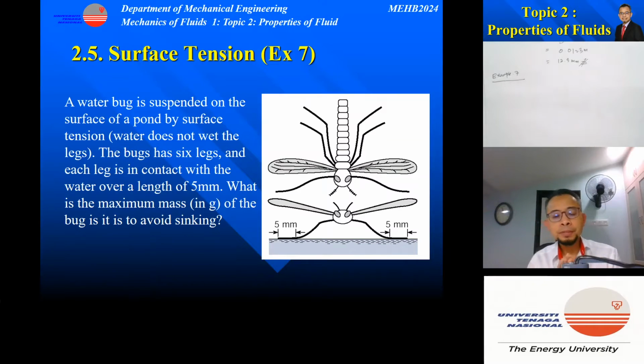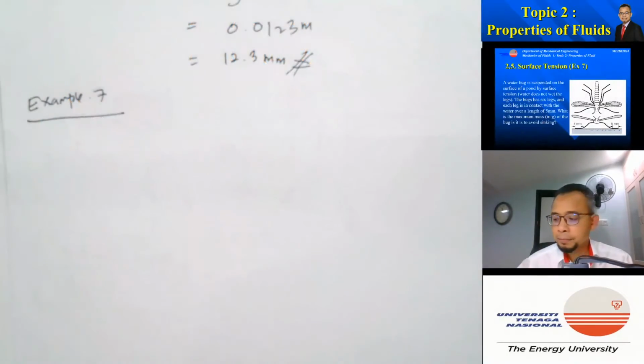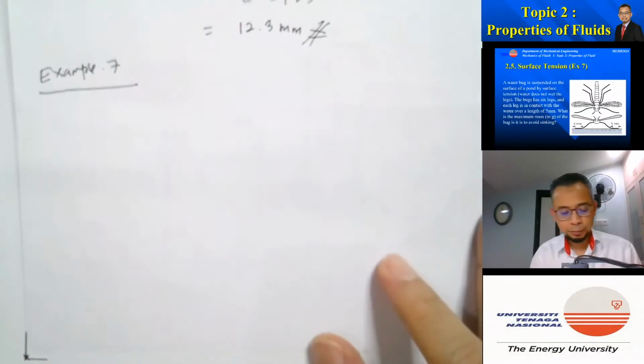Okay, the next problem that we'll look at concerns a water bug. The question says that a water bug is suspended on the surface of a pond by surface tension, meaning that it doesn't sink. So it means that water doesn't wet the legs of the bug. The bug has 6 legs altogether, and each leg is in contact with the water over a length of 5 millimeter. You are asked to find the maximum mass in gram of the bug if it is to avoid sinking.